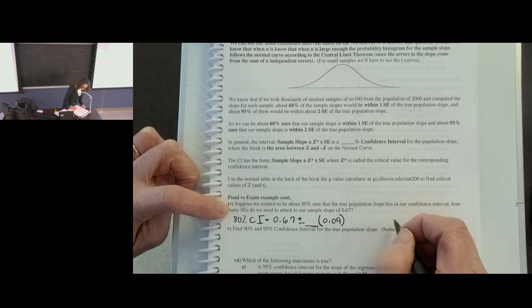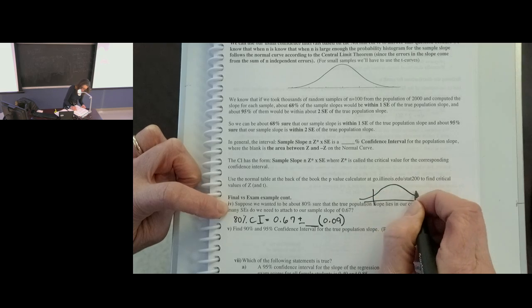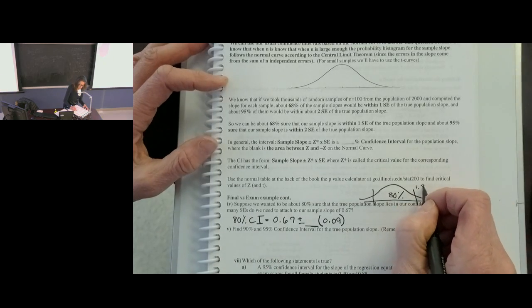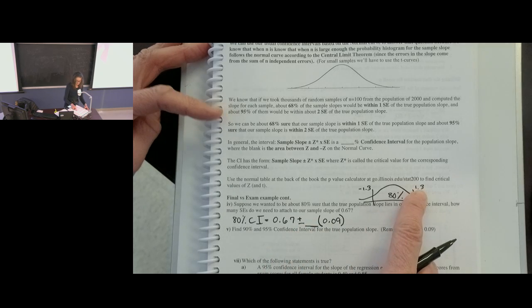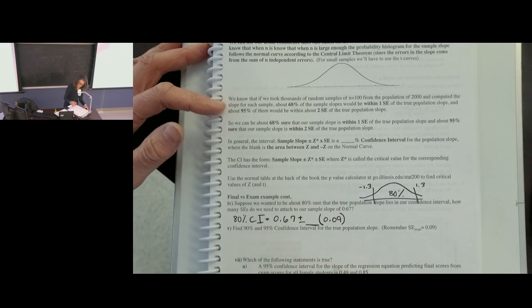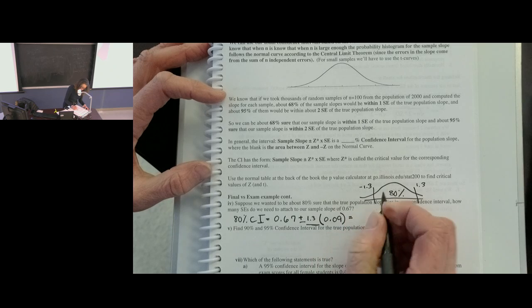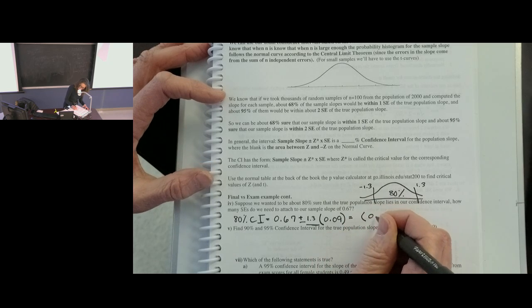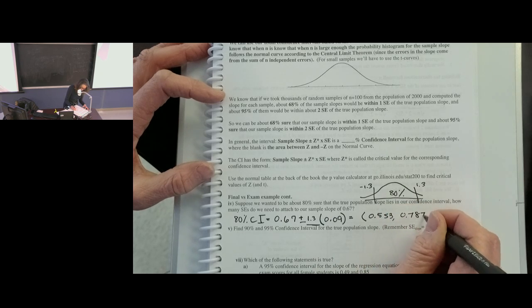So for 80%, what would we do? We'd say 80% would be 80% in the middle, and I happen to know it's between 1.3 and negative 1.3. So that's the Z star, the critical value for Z corresponding to 80%. So that's what we'd put right in here. And then we'd get our upper and lower limits of 0.553 to 0.787. And a 90% and a 95%, how would we do that?